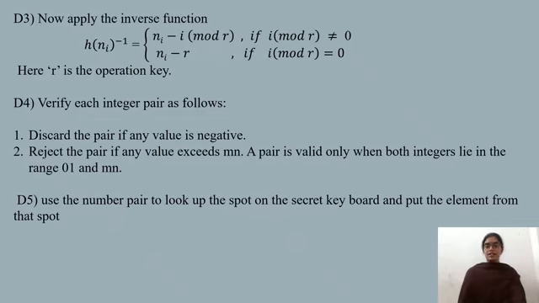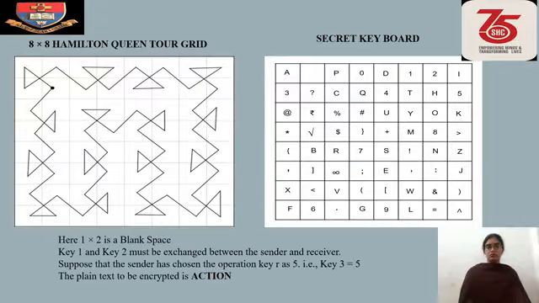Then the next step is to use the number pair to look up the spot on the secret keyboard and pick the element from the spot. The first one is the 8x8 Hamilton Queen tour grid, and the second one is the secret keyboard.